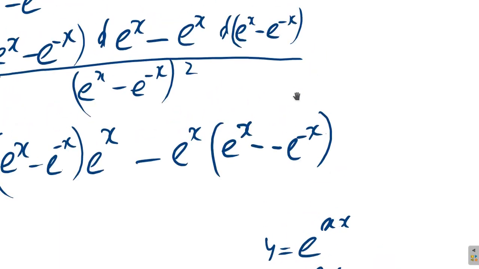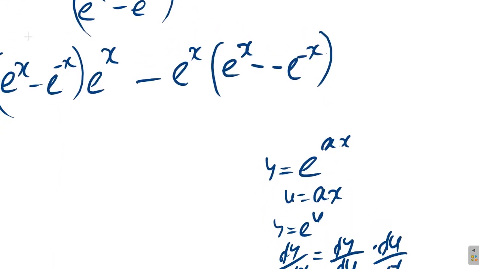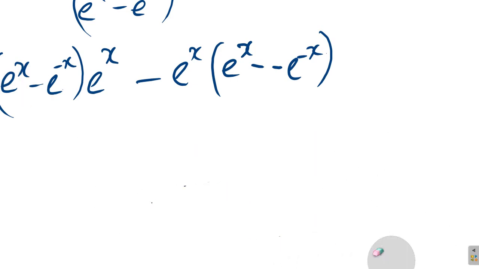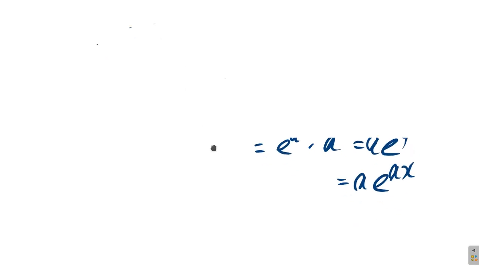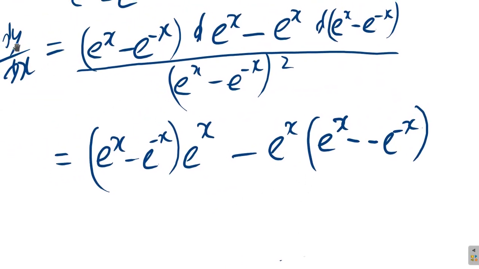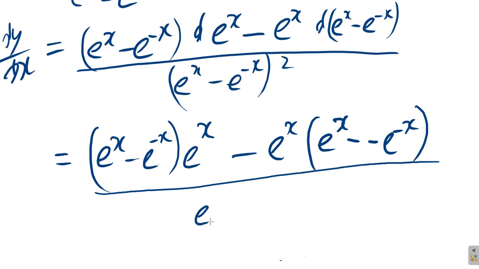See that? Now the e to the negative x is like e to the negative 1 times x. So a times x, so a here will be in the same position as the negative 1. Just a reminder of the chain rule. But once you practice a lot with the chain rule, you'll be able to see it quickly. Alright? And then over, you have e to the x minus e to the negative x squared.